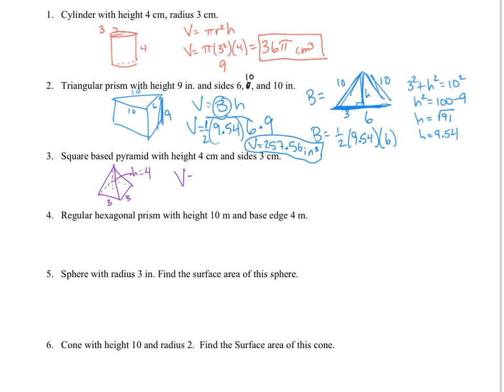So we know the volume of a pyramid is 1/3 the area of the base times the height. It's very similar to a prism, but 1/3, and we talked about why it's 1/3. Now the area of a base is the square, which is 3 by 3. So B is 3 times 3, and then the height of this pyramid is 4. Multiplying all this out, we get 12 cubic centimeters.